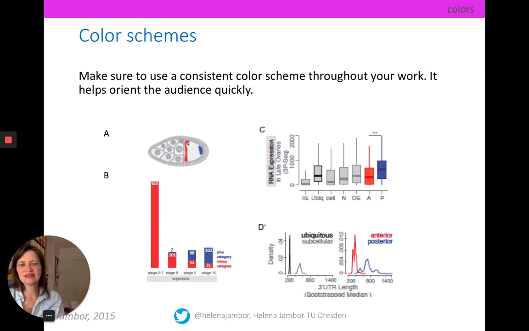So here's an example from my own paper where I tried that. Across the entire work I made sure that there are two categories and that the red is always used for a specific localization of RNAs and the blue is always used for the other localization of RNAs. By that I allowed my audience to read my entire manuscript and never have to reconsider what red and blue means.